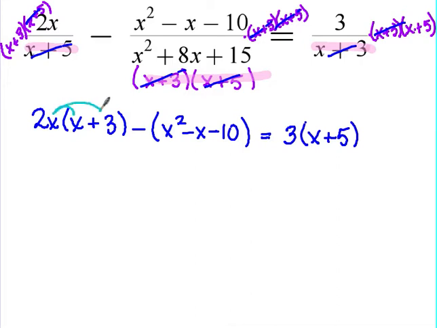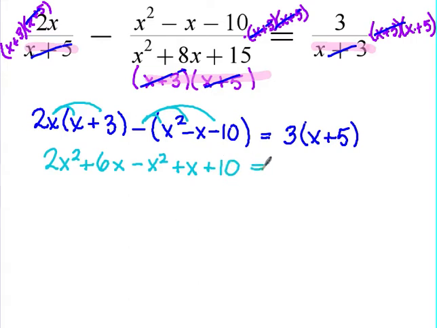Distribute. So you get 2x squared plus 6x. And if you didn't catch what Parker said, I'm going to just basically switch all those signs. Okay. So I get a negative x squared. What do you get now? Plus x plus 10. Good. On the right side, I'm going to get 3x plus 15.